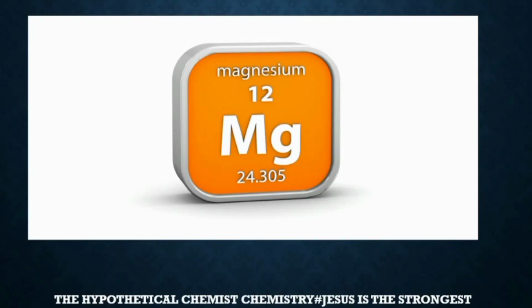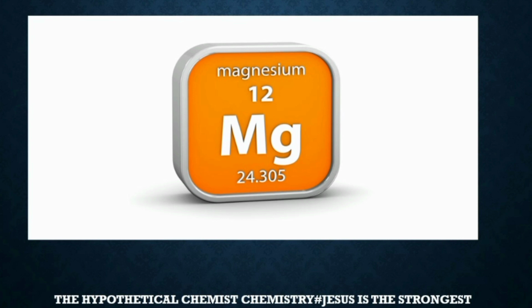The electron configuration for the magnesium atom. We've already learned that in a neutral atom, the number of electrons is the same as the number of protons. It is only in a charged atom that the number of protons is different from the number of electrons. So this magnesium atom is a neutral atom, and as a result, the number of protons is equal to the number of electrons.